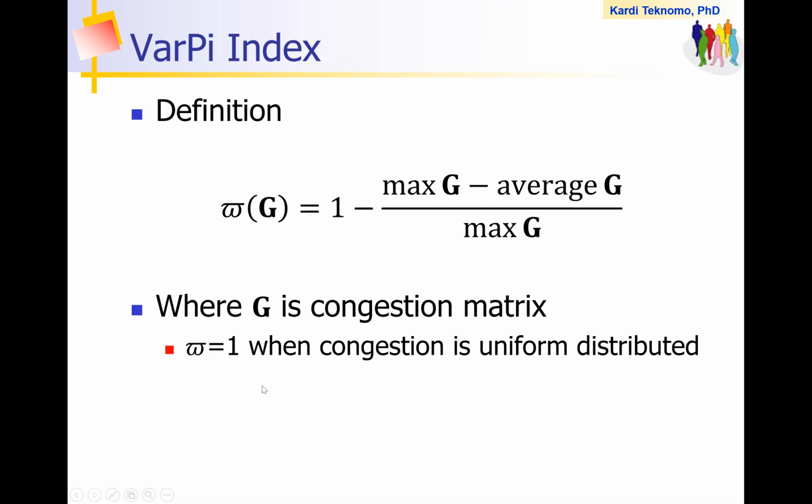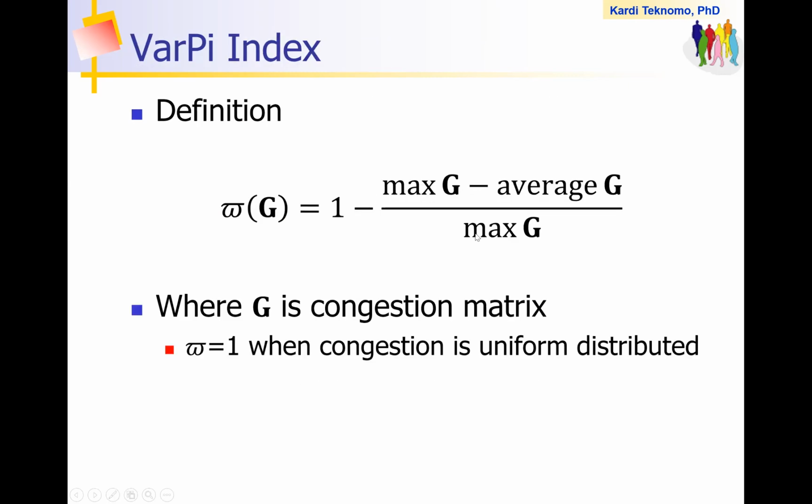So what happens if the maximum G is exactly equal to the average G? Then this is 0, and then FAR-P will become 1. It will happen if the congestion is uniformly distributed, the congestion matrix.